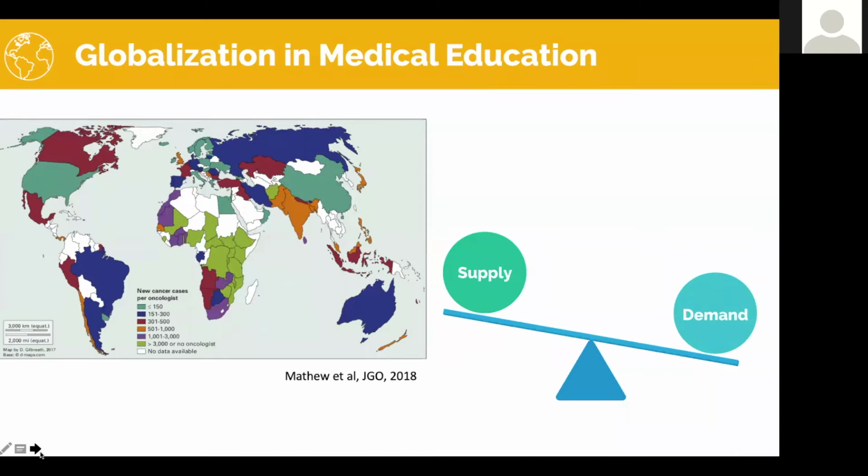One of the things driving that is a lack of enough providers to provide the amount of cancer care that's needed. And one of the mechanisms being discussed and implemented to mitigate that health human resource crisis is increasing training programs and the sharing of curricula with a global focus.